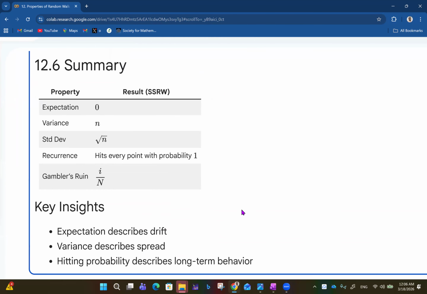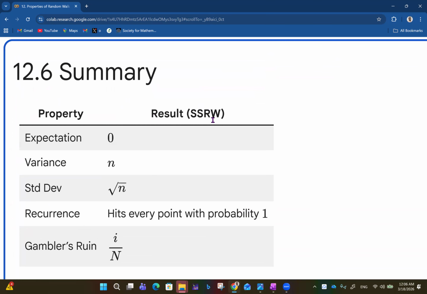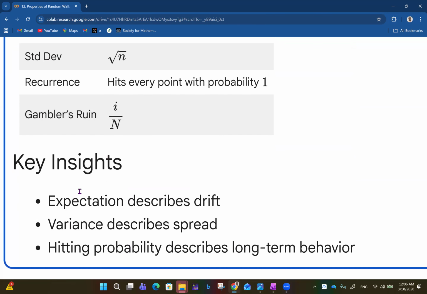In summary, for a simple symmetric random walk, the expectation is always zero, the variance is n, and the standard deviation is square root of n, because standard deviation is the square root of variance. Then for recurrence, it hits every point with probability 1. And for gambler's ruin, we have i over n. Then key insights: expectation describes drift, variance describes spread. So expectation is drift, variance is spread. Hitting probability describes long-term behavior.